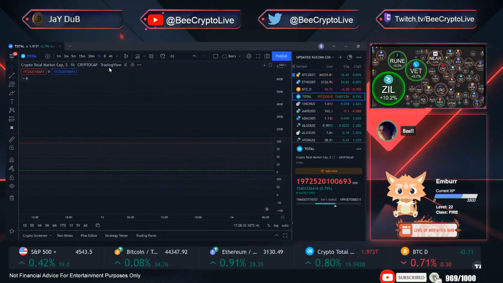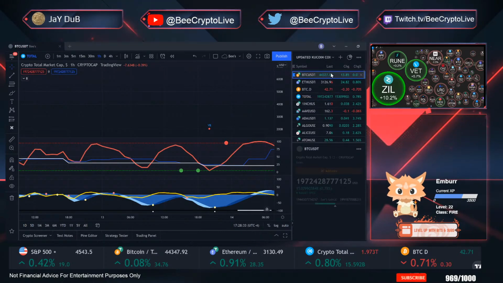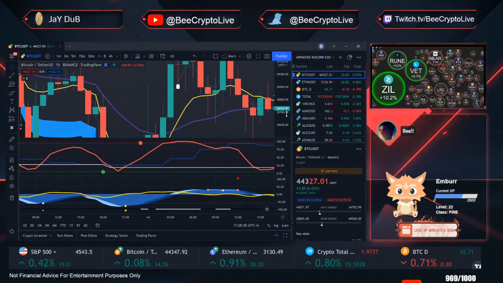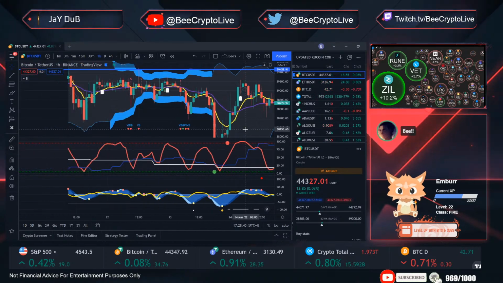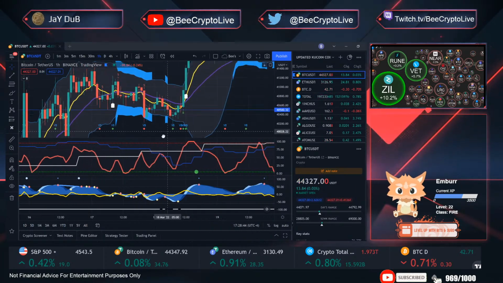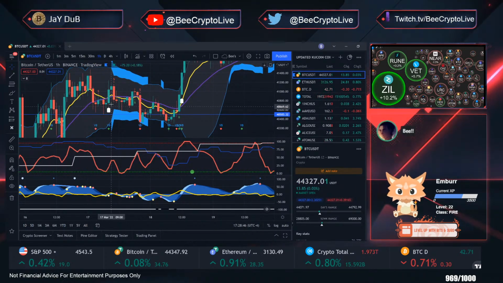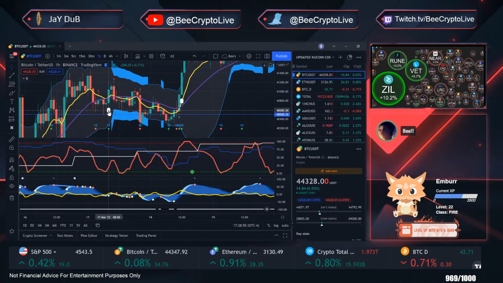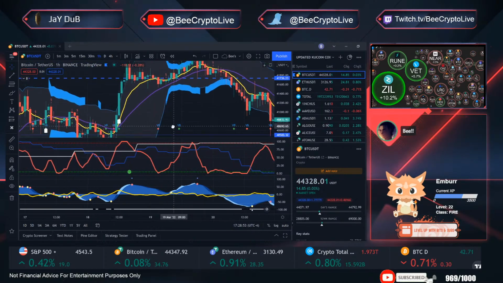Okay, let me go. Oh, that's on total. Let me see, BTC. I actually should be checking total for fake out candles. Oh, interesting. Fake out candle here, you can see. A retracement after false breakout, right? Fake out candle.